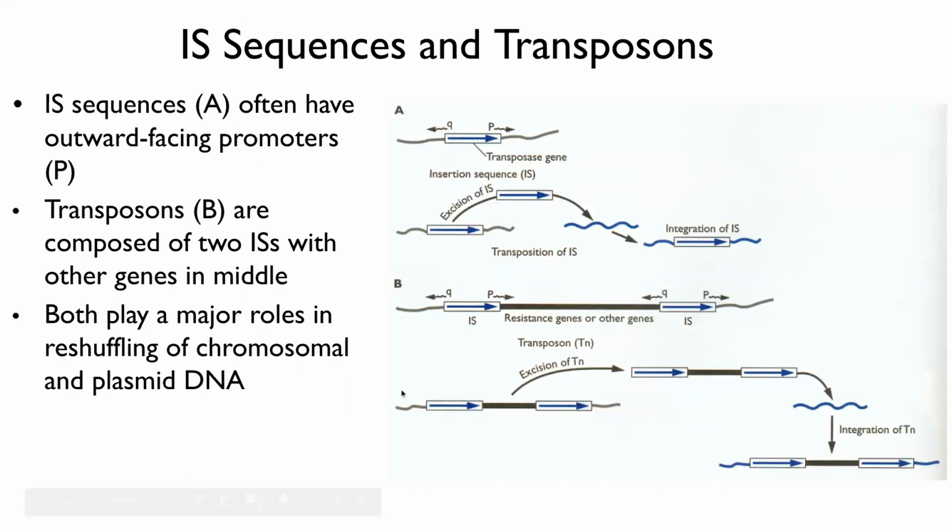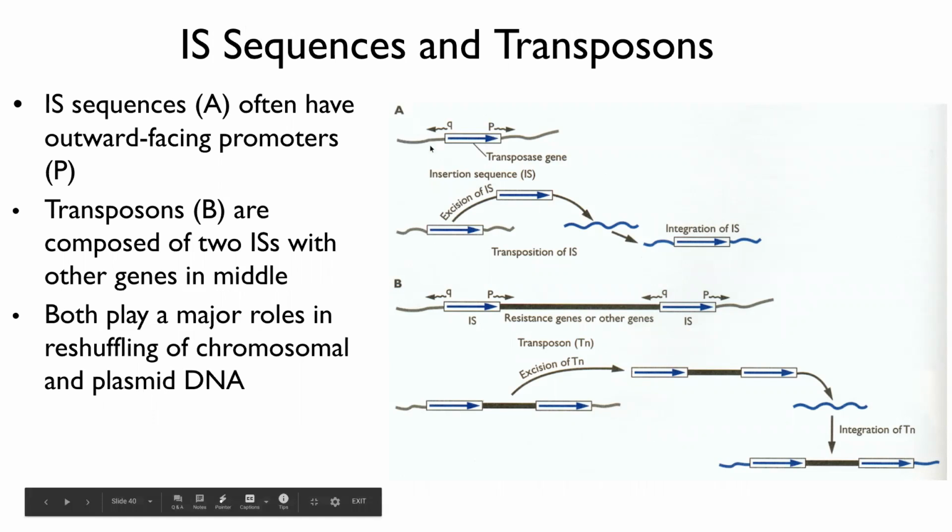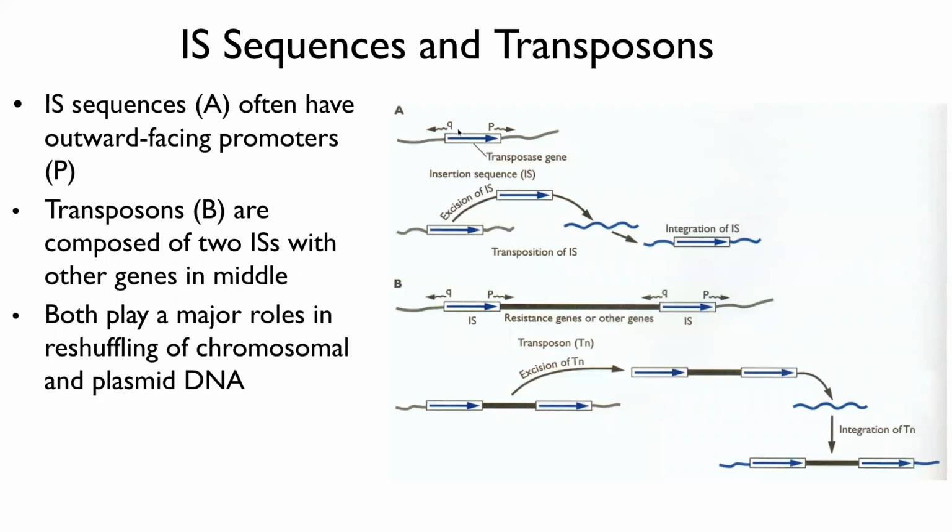So as I mentioned, insertion sequences, in the very first part here, have outward facing promoters, which are labeled as P here. Well, this one is a Q technically, but it's supposed to be a P. And the idea is that you can excise or transpose one of these insertion sequences and then integrate it into a new part of the genome, as you see in this basic schematic here.